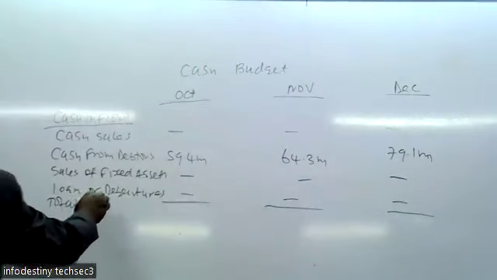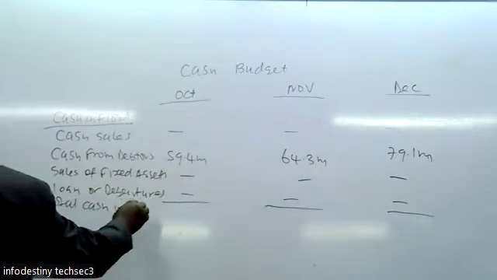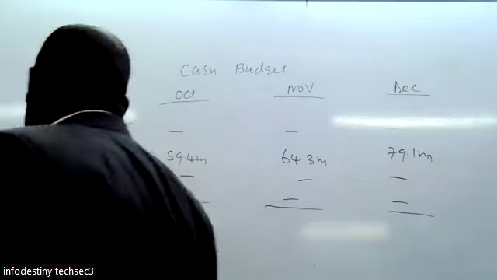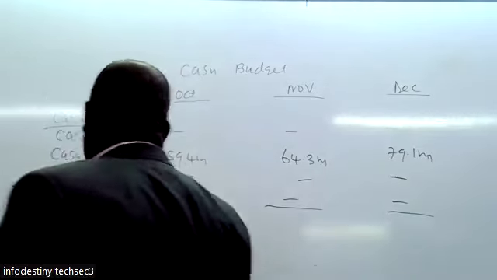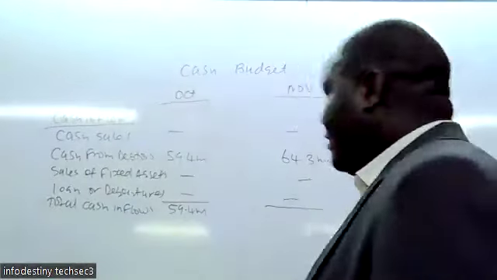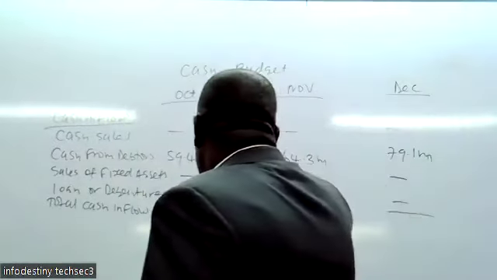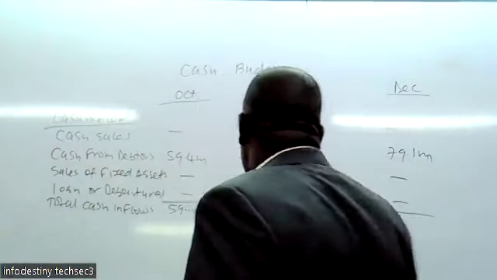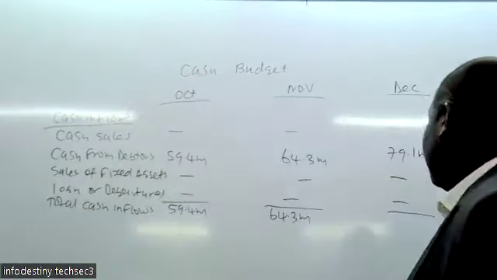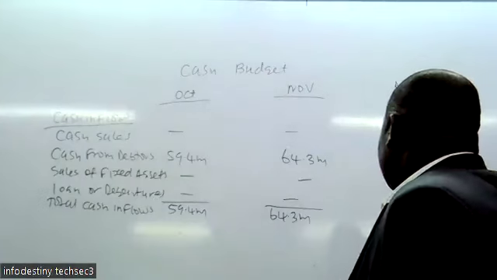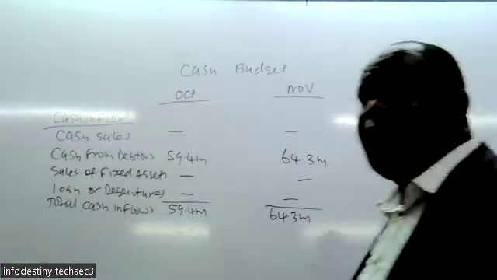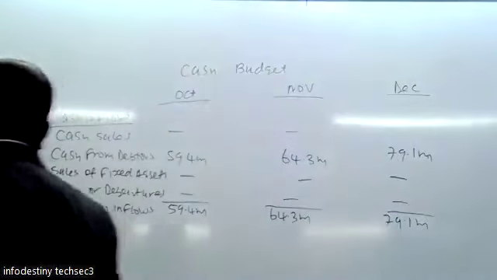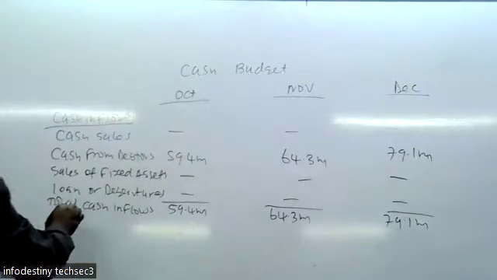When we add this, it will give you the total cash inflows. So this will just remain 59.4 million. This other one should be which figure? 64.3 million. Then December should be 79.1 million. So those are the cash inflows. Now we go to the cash outflows.